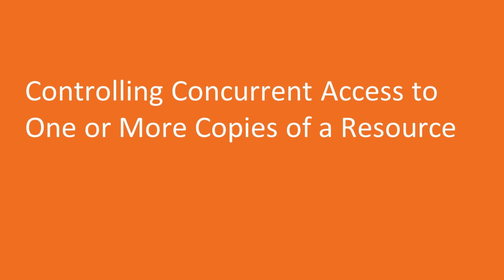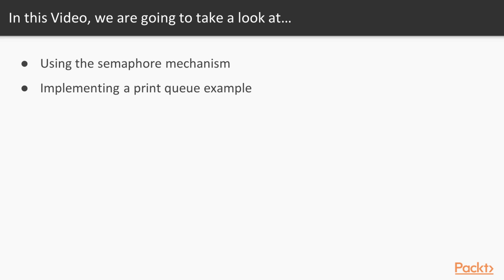Now we move on to the first video of this section, controlling concurrent access to one or more copies of a resource. In this video, we're going to learn how to use the semaphore mechanism provided by the Java language to protect more than one copy of a resource. You're going to implement an example which has a print queue that could print documents in 3 different printers.